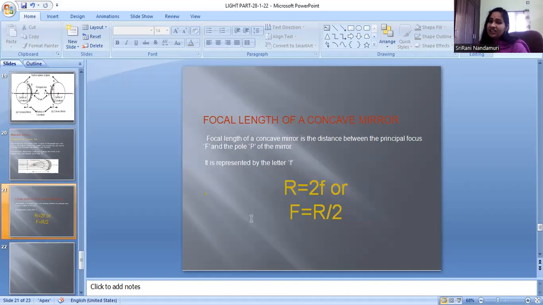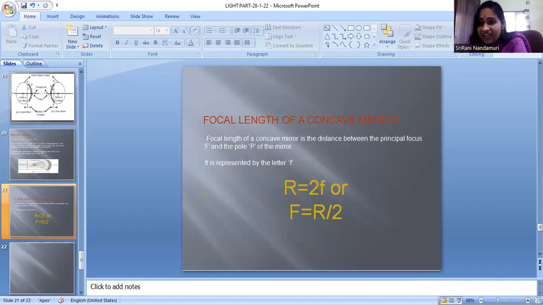You can see here again, if they give the radius of curvature in a question and ask you to find the focal length, you can use this shortcut: f is equal to R by 2. f is equal to R by 2.